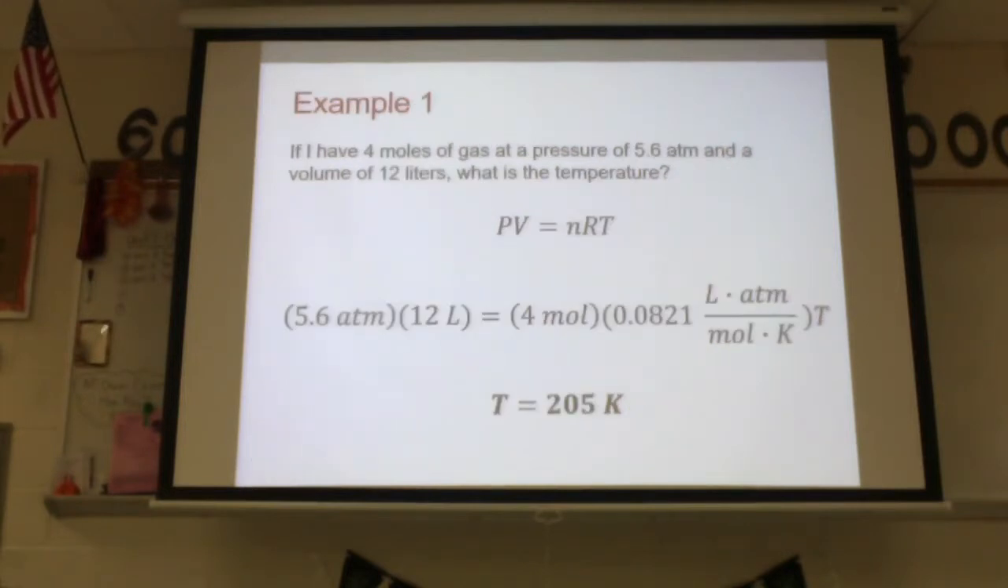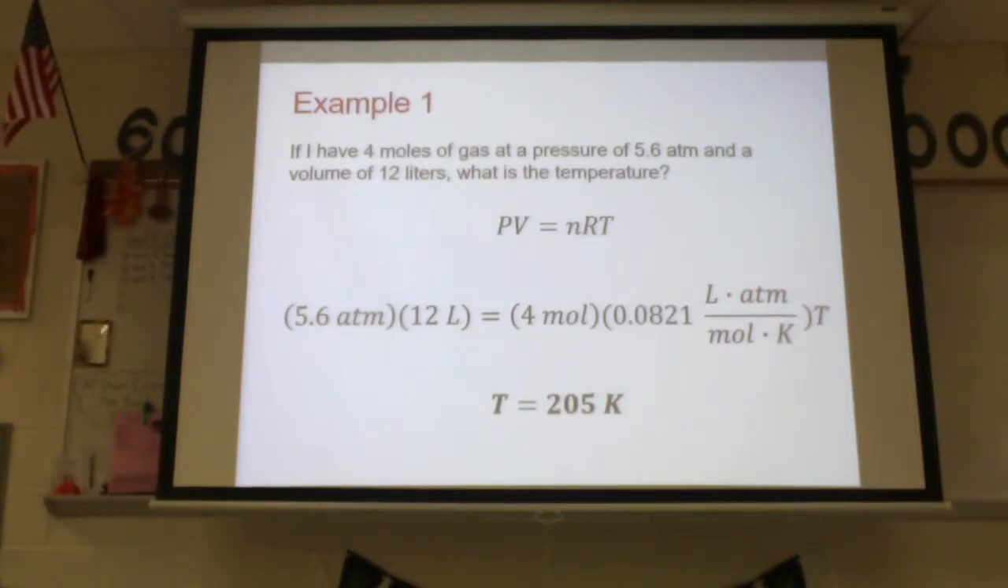Okay, so here's an example. If I have 4 moles of gas at a pressure of 5.6 atmospheres and a volume of 12 liters, what is the temperature? So I have units of pressure, 5.6 atmospheres. I have units of volume, 12 liters. I have moles, 4 moles. Now, how do I know I'm using 0.0821 as my value for R? My pressure is in atmospheres, so I need the one that's in atmospheres.